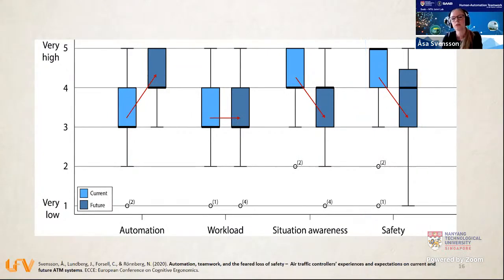In contrast to the quantitative answers, the free text answers show that while automation is expected to increase in the future and be a support to the air traffic controller, safety is also expected to increase, but only as long as everything works as imagined. However, there is a fear that the roles of the air traffic controller and the automation would switch, making the air traffic controller a backup system to the automation instead.